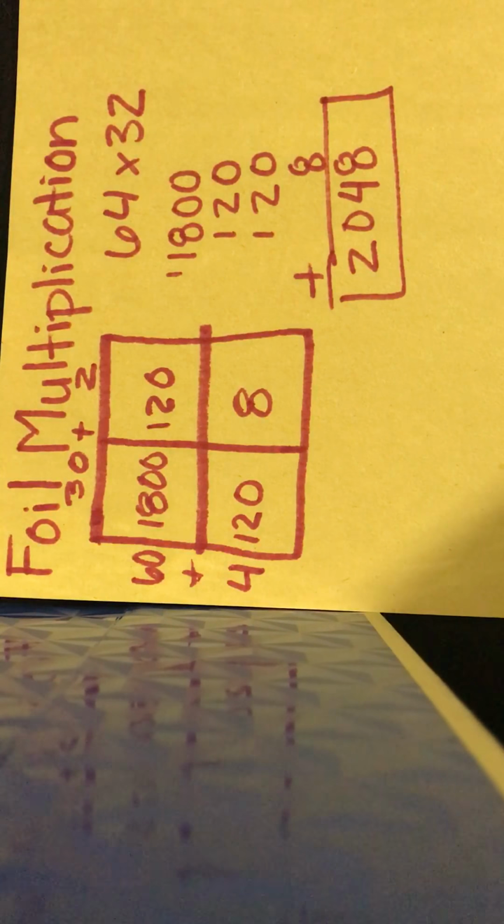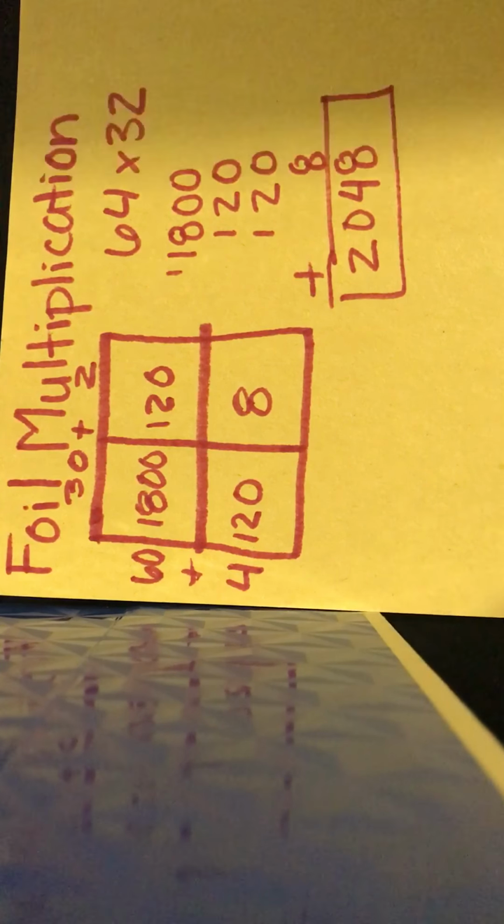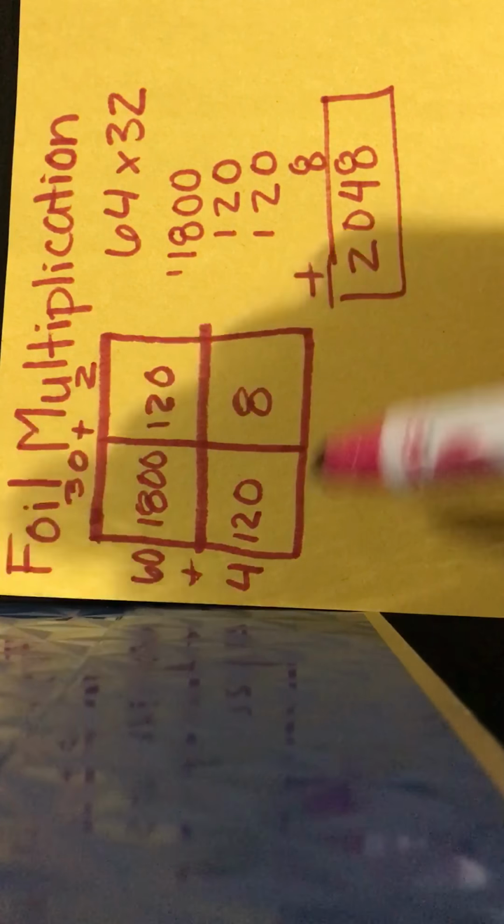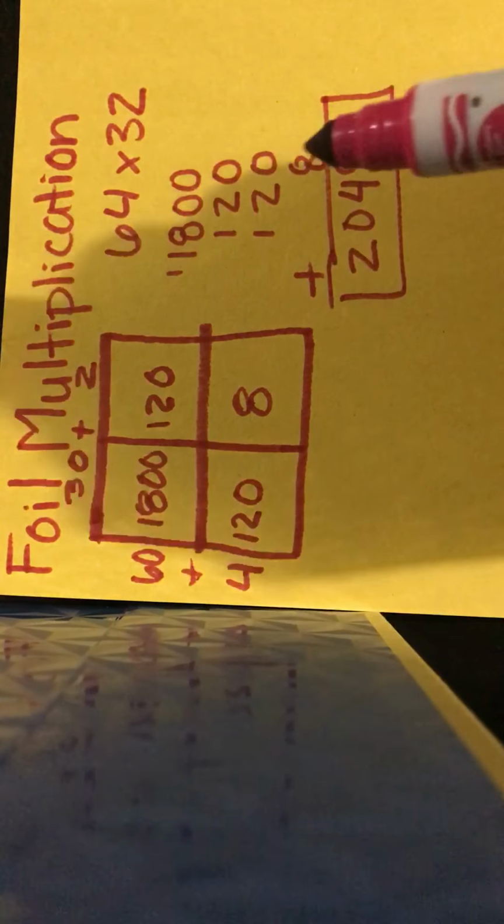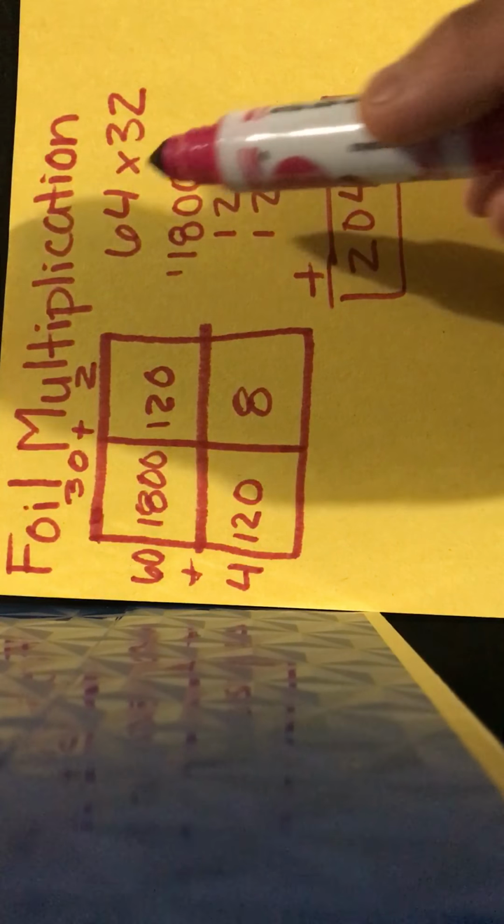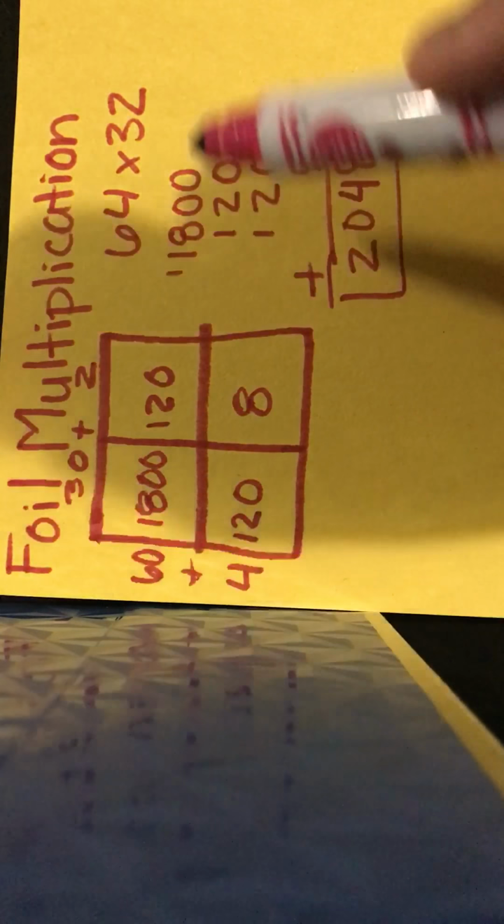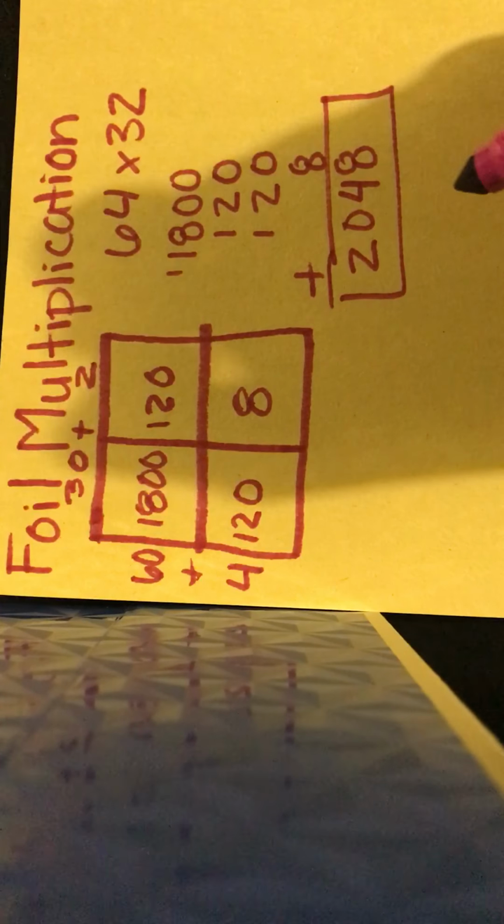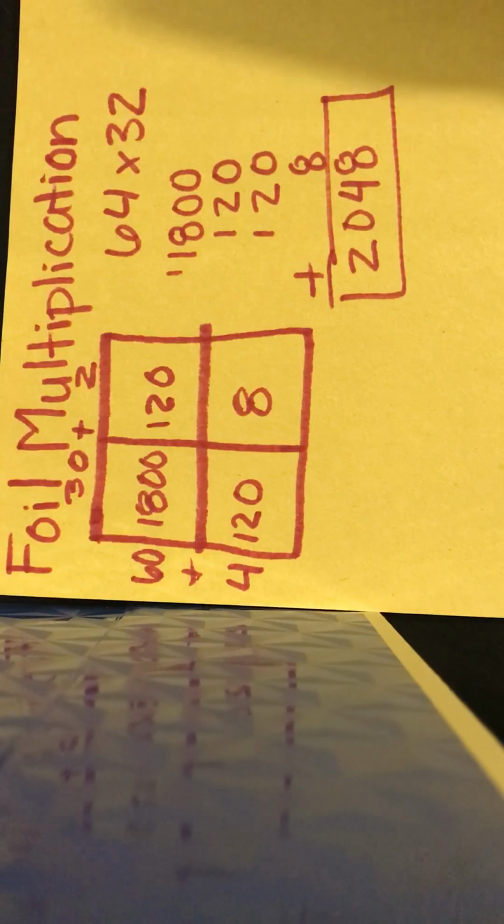I really like this one, like I said, because it gives them a visual and a way to break it up for them, and that would be the square, and it really helps to break up the numbers, like 64, 60 plus 4, and 32, 30 plus 2, and they have a column where everything goes, and that way they can just add it up at the end.